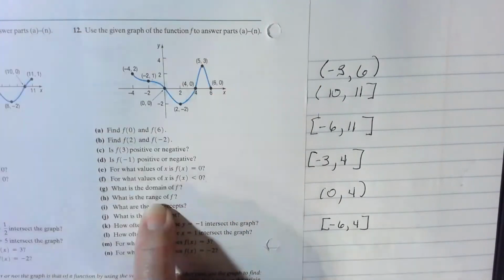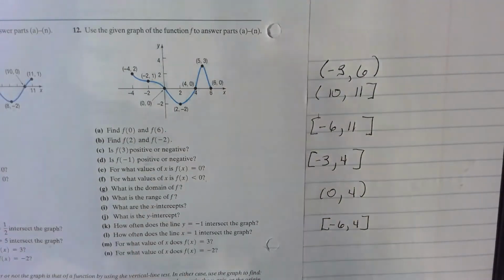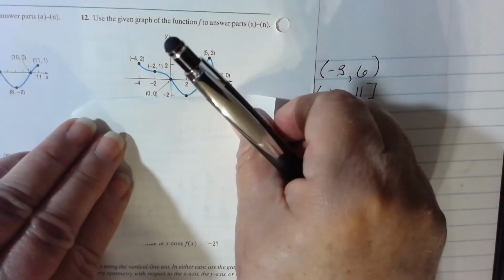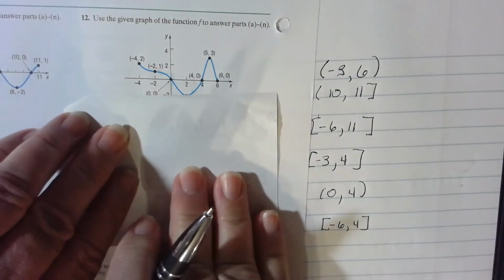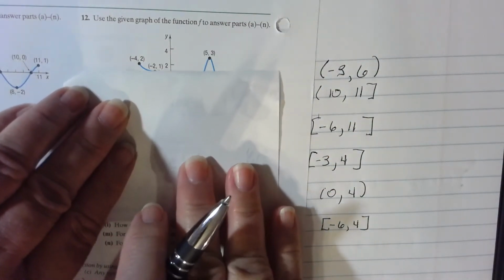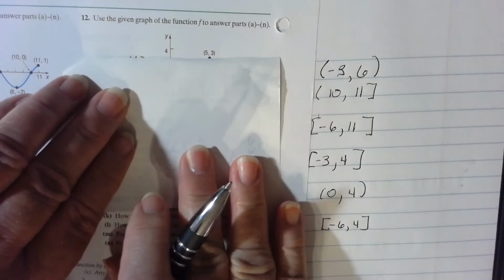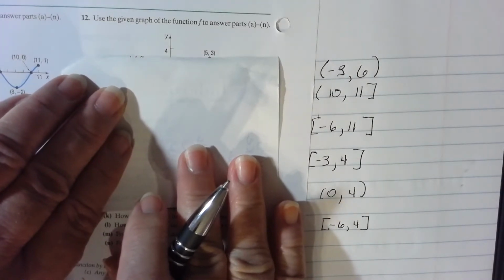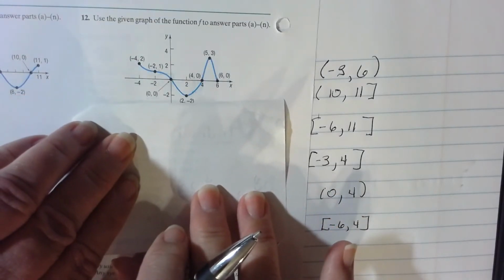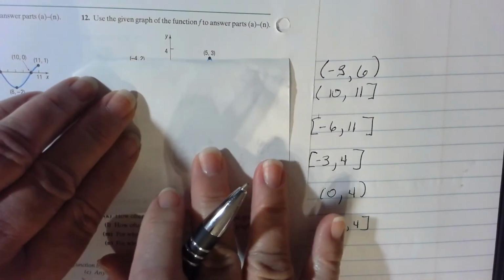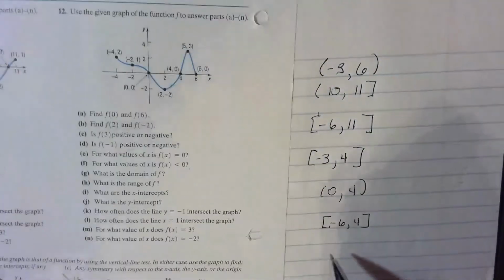Y is between where and where? Well, the smallest y value is right here when y is negative 2. You see that? Y is negative 2. And the largest y value is when y is 3. So the y values go from negative 2 up to 3. And it includes both of them.